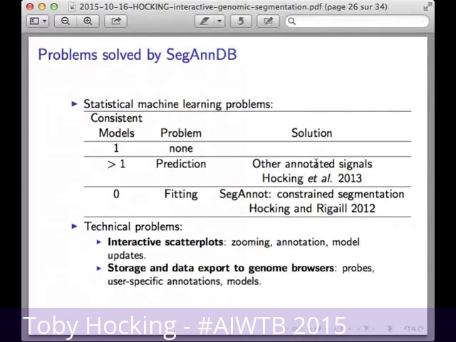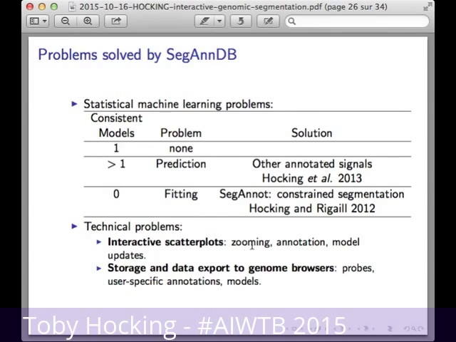So the solution is we have this learning algorithm that will take all of the labels from all of the other data sets into account and will give a good prediction about the number of segments that is appropriate for this particular profile. And the other problem is this fitting problem, where sometimes there are no consistent maximum likelihood segmentation models. What we did is develop a specific segmentation algorithm called SegAnnot, which takes these annotated region labels into account as part of the optimization problem. And so it's able to provide a maximum likelihood segmentation no matter what change point labels the doctors give us.